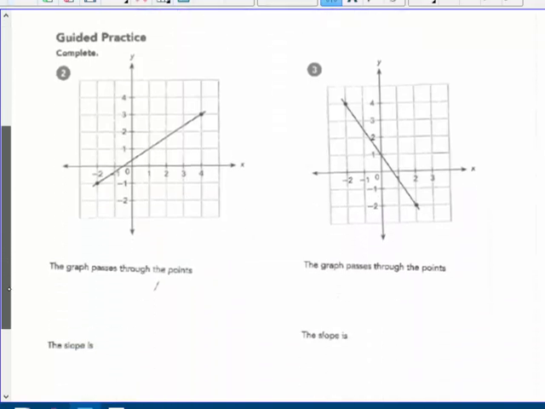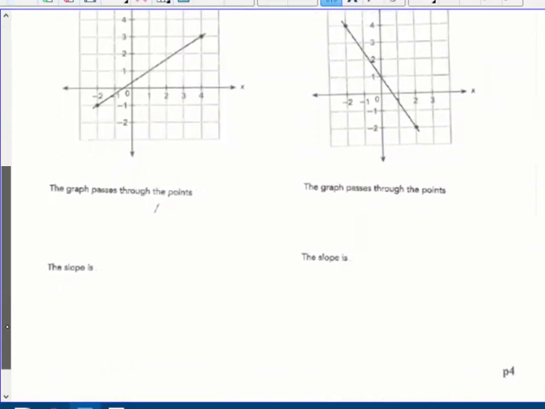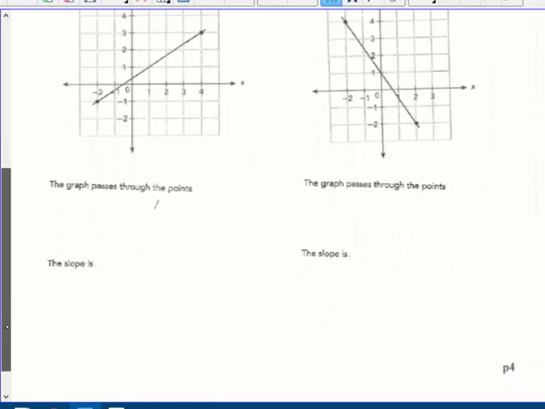Number 2. The graph passes through these points. Okay, so I see the point -2, -1. That's this point.